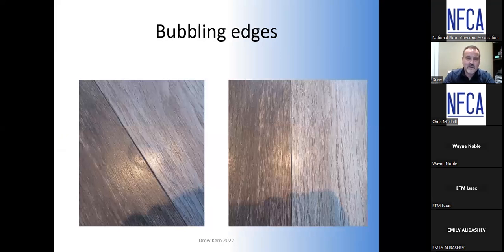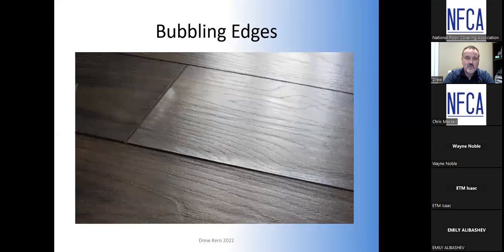But the key, what you're looking at here, is the fact that the bubble is a mirror image over the seam. So it's happening on both sides over the seam. Here it's an end seam and a side seam.